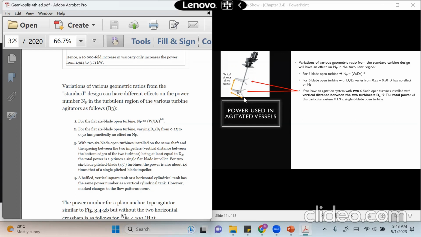However, the requirement must be met. The vertical distance of the two turbines must be the same as dA. If it is not the same as dA, then we cannot use this empirical approach. And if we have an agitation system with two pitched 45-degree blade turbines installed with the vertical distance of the two turbines equal to dA, then the total power of this system is again 1.9 times higher than the single pitched 45-degree blade turbine.